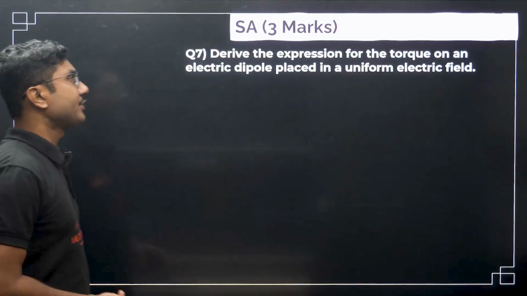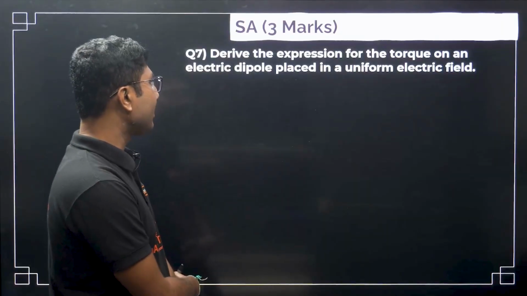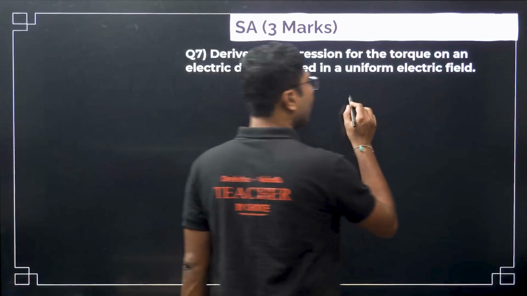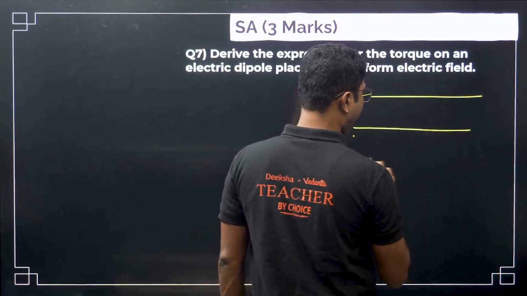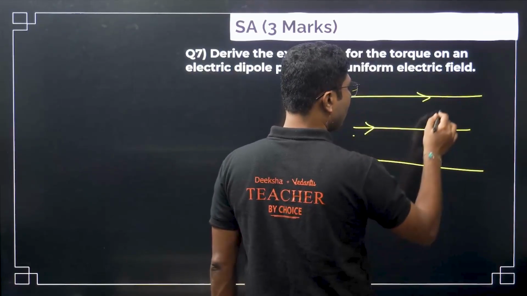Now next question, derive the expression for the torque on an electric dipole placed in a uniform electric field. So we have a uniform electric field, okay, and we have a dipole placed here.